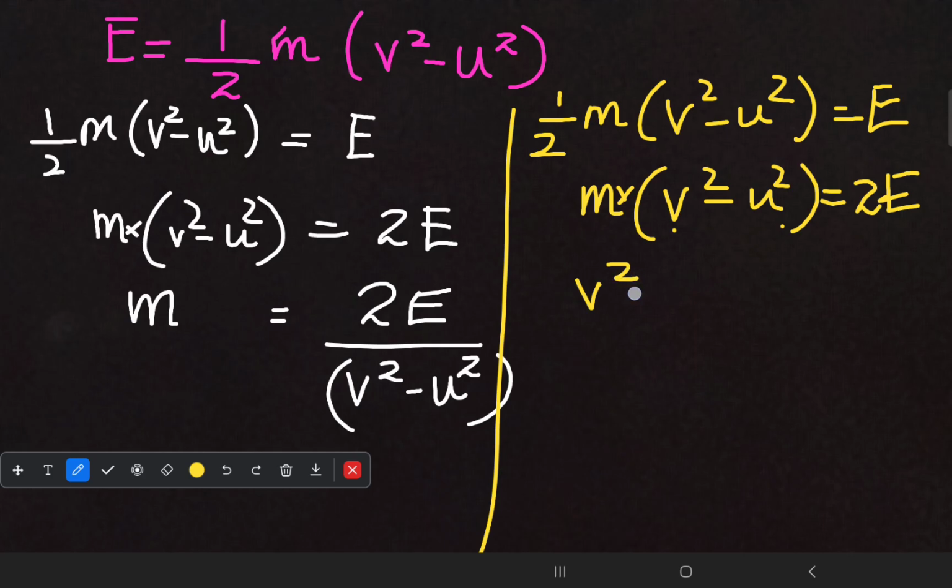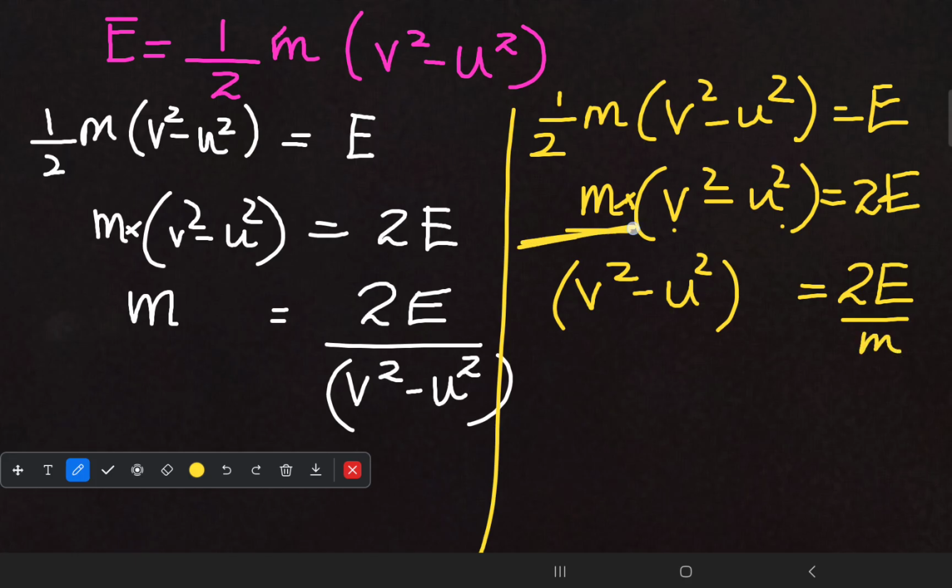So v square minus u square remains the same. Here you can see this m is multiplying with the value inside of the bracket. So m multiplied with v square minus u square. For that, we will divide 2e by m. m is a multiplicand in this case, so to oppose that, let's bring it as our dividend.